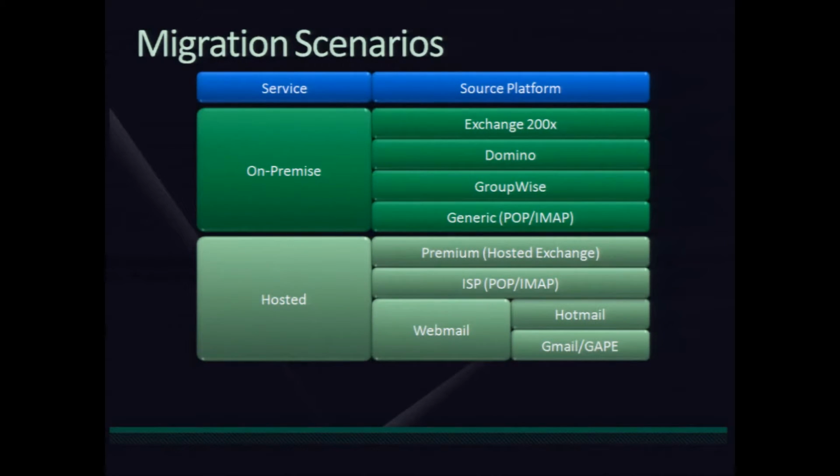On the on-premise side, how many would be Exchange versus something else? Okay, so mostly Exchange. Domino? Okay, a couple Domino. GroupWise? Oh, GroupWise. Okay, there's usually some. So these are the types of sources that we'll have, and we'll spend most of our time talking about Exchange because that's where we have a lot of the migrations.